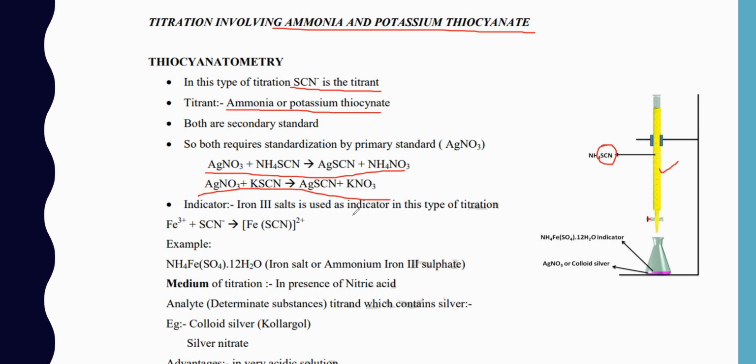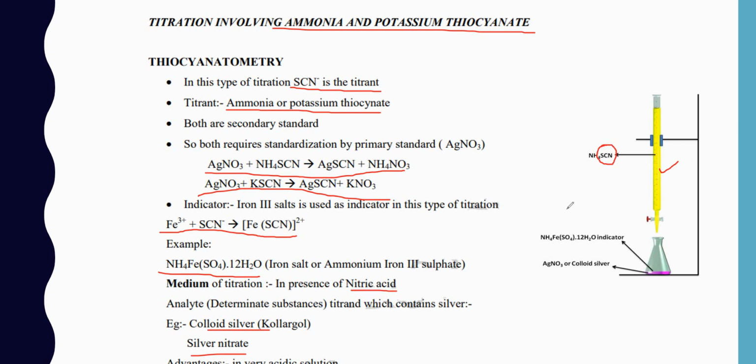Indicator: iron(III) salt is used as an indicator in this type of titration. Iron and SCN will form an iron-SCN complex, and this complex would be broken up later. Example: iron salt or ammonium salt is formed here. Medium of titration: in the presence of nitric acid. Analyte: titrate which contains silver, for example colloidal silver and silver nitrate. Advantage: a very acidic solution is required.